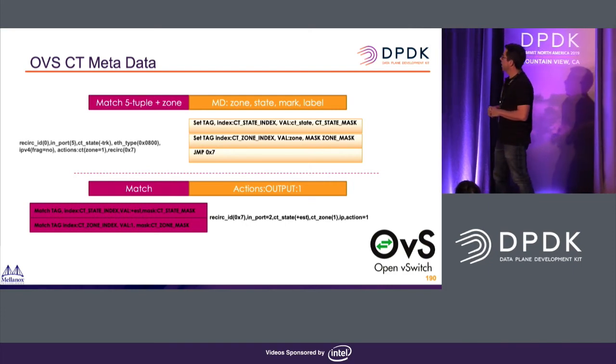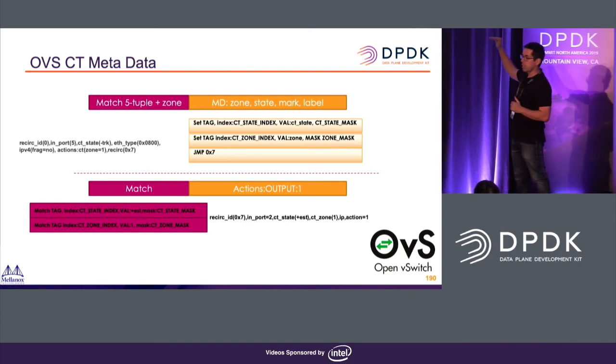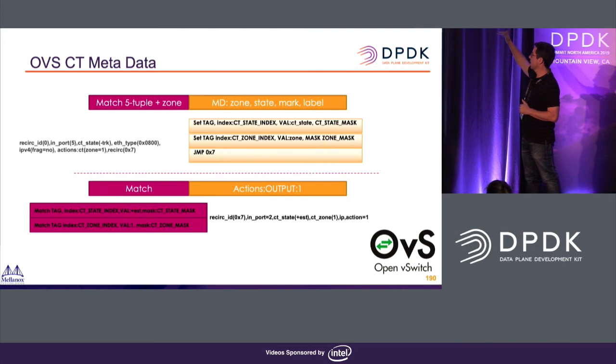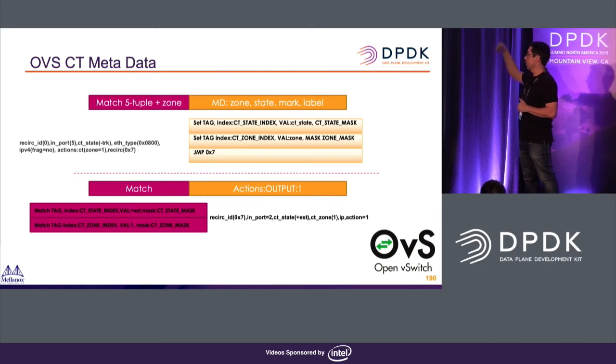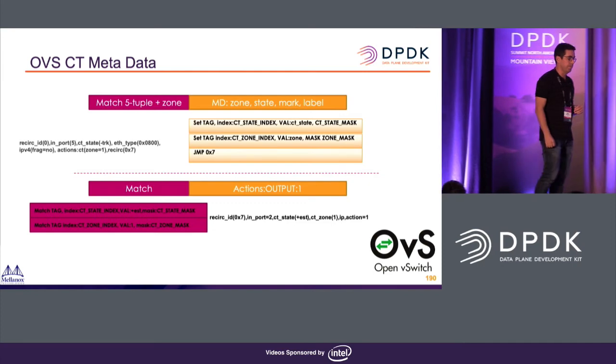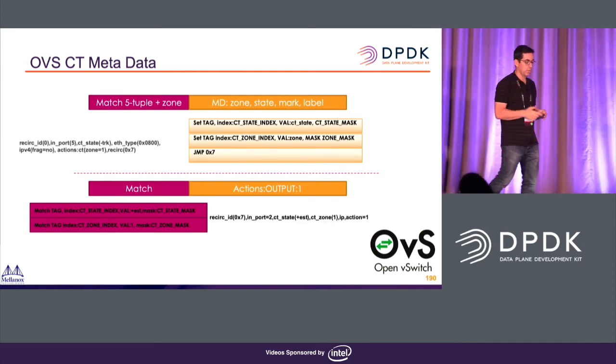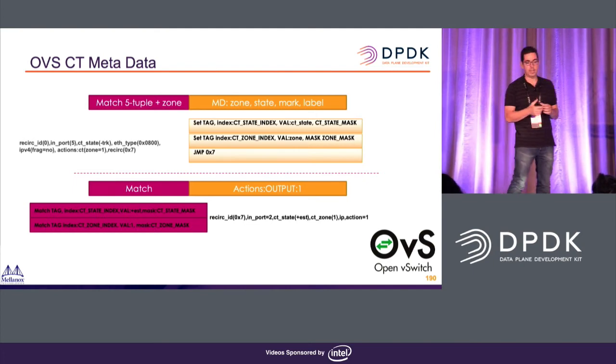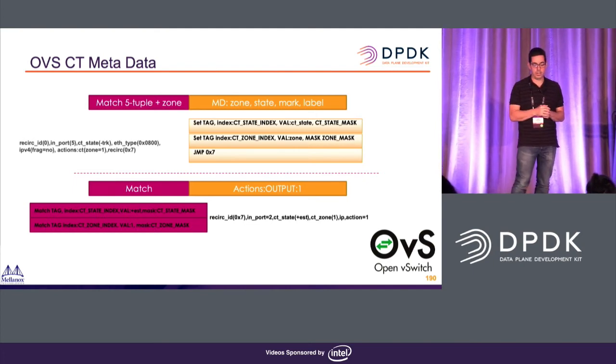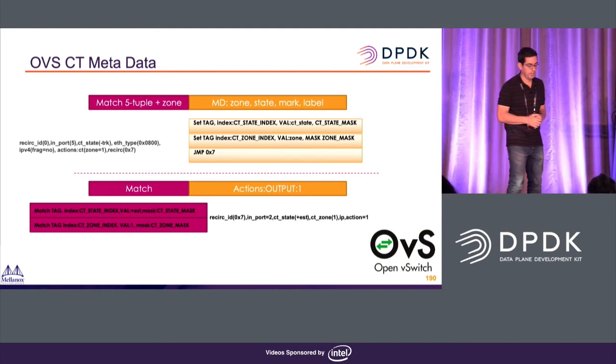And then the actions, you're now adding new actions: set tag ct_state, we set the state, set tag zone, we set the zone, and then you jump to the next hardware table. And on the next table, you can match those values. You have a match, you use the same tag index and the same mask, and you can do the actions.